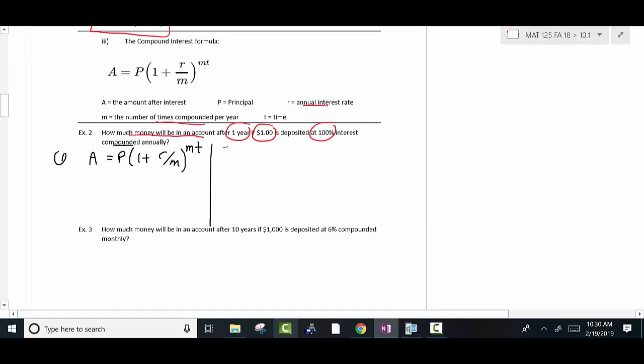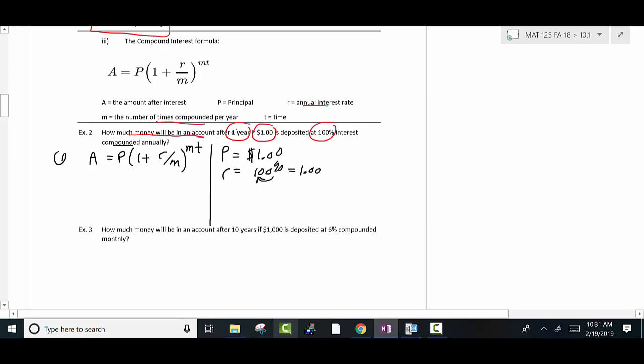Let's identify what we have. P is the principal. What do you think the principal is in this problem? $1. So you're putting $1 in your savings account. What else do you have to know? You have to know the rate. What's the interest rate? 100%, but when you do 100%, you move the decimal back, so that would actually be 1.00. So 100% is just 1.